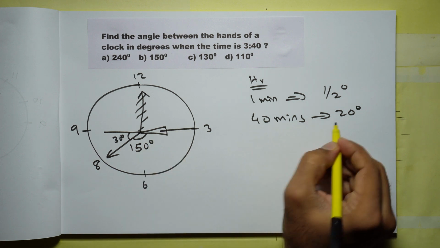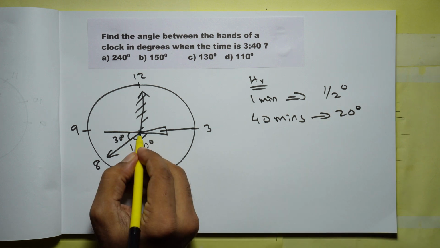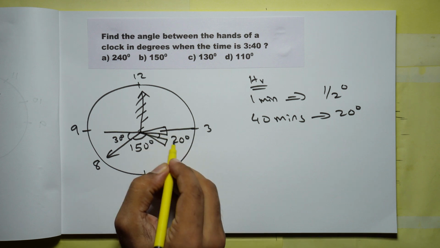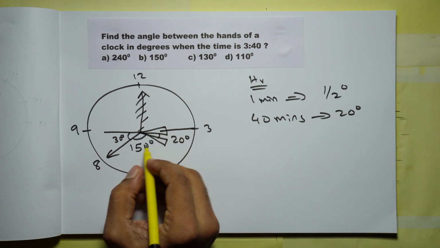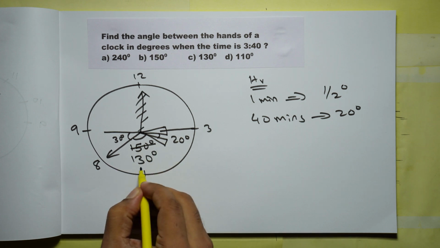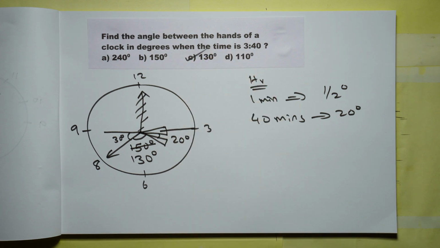In 1 hour, it would have moved 30 degrees. So in 40 minutes, it will move 20 degrees. So actually the hour hand will move 20 degrees from 3 to 3:40. So the angle will be 20 degrees less than 150. It will be 130 degrees. Hence option C, 130, is the right answer.